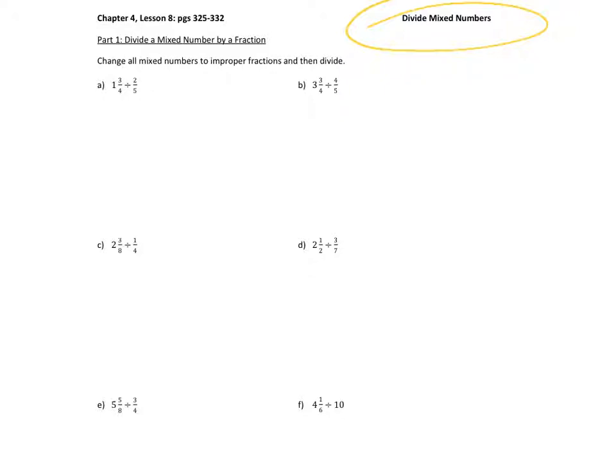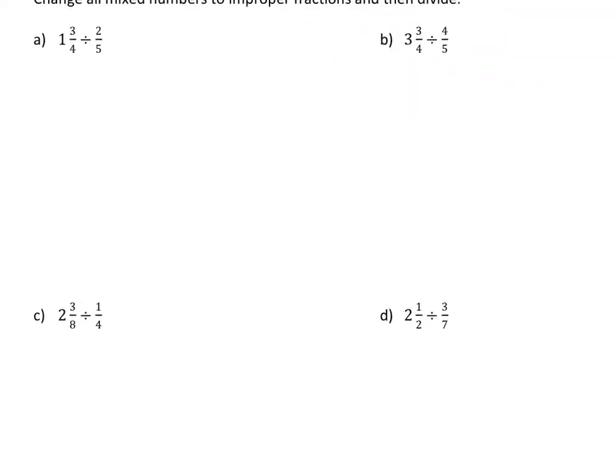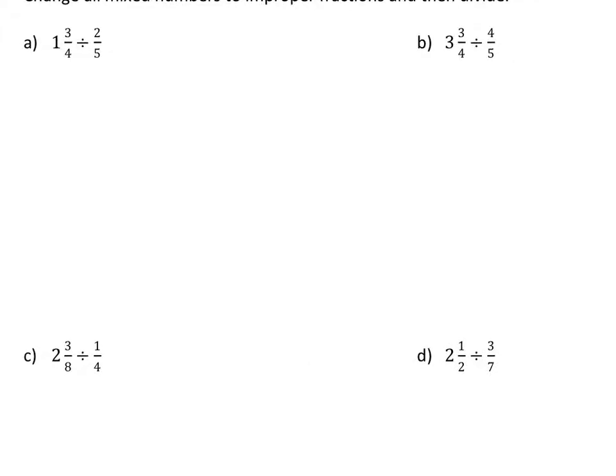Last time, chapter 4, lesson 8, I will be able to divide mixed numbers. Our directions say change all mixed numbers to improper fractions, then divide like yesterday. So we have to remember, how do we change a mixed number to improper? We multiply and we add. So 1 3/4 becomes 1 times 4 is 4 plus 3 is 7 over the original denominator, fourths, divided by 2/5. However, I'm going to try to save some work here, save some time. I will not divide. I will multiply by the reciprocal.